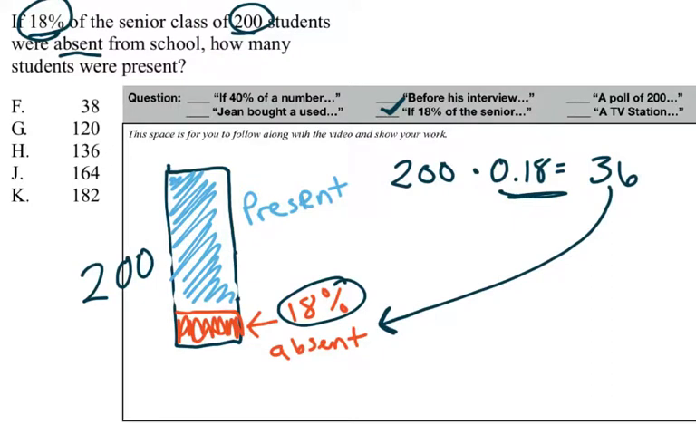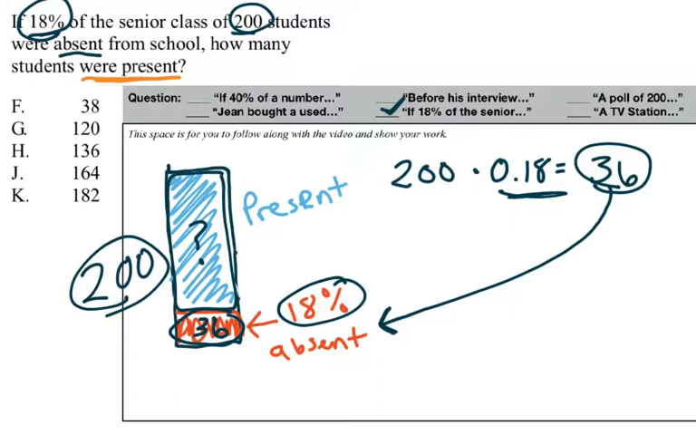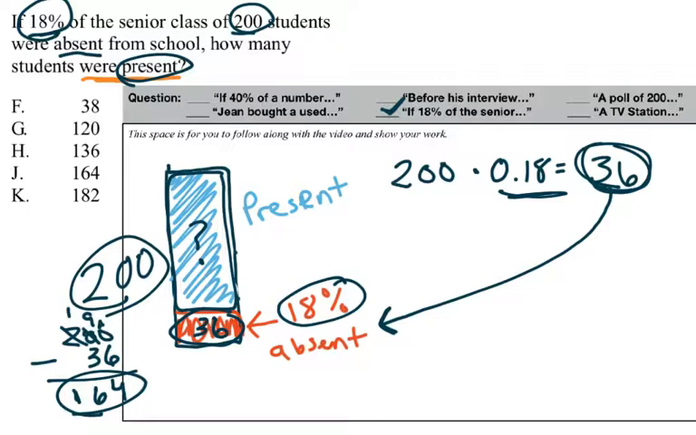The question is asking how many students were present. So if I know that 36 students were absent, so this number down here is now 36, I need to figure out what is this number. So 36 plus something should equal our 200. I can find that number by subtracting 200 minus 36. We'll borrow here. It becomes 10, 9. 10 minus 6 would be 4. 9 minus 3 would be 6. And 1 minus nothing would be 1. So 164 students were present. 36 students were absent. So if it's asking for the present students, our answer would be J.